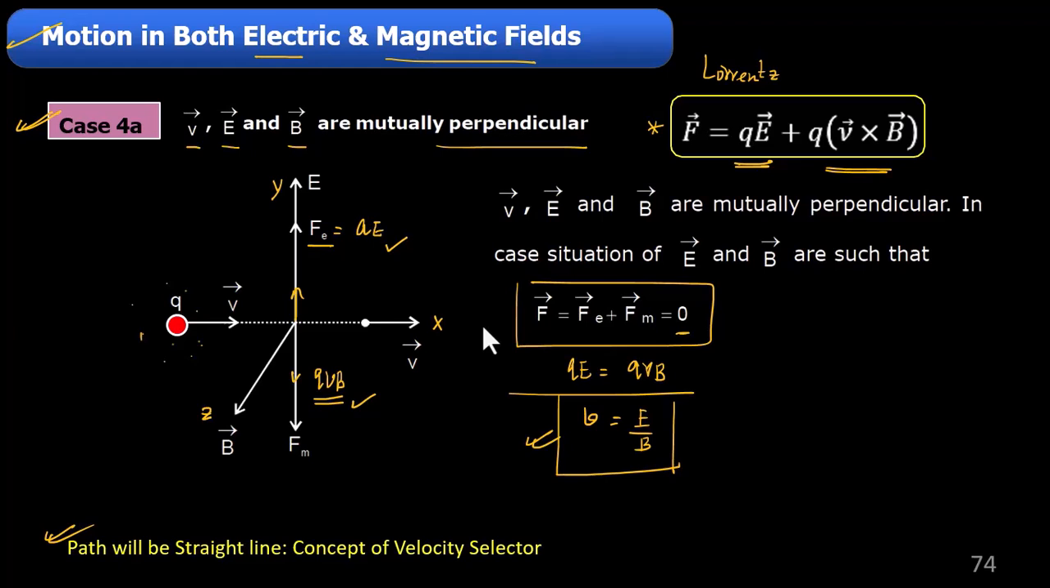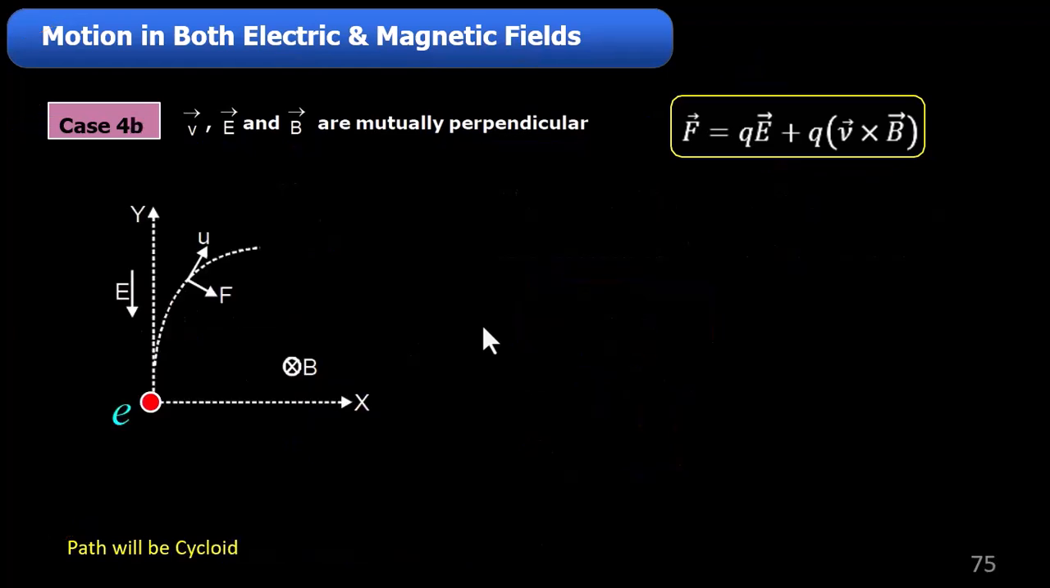So that is one situation. Now we discuss another situation where again the velocity vector, E vector and B vector are mutually perpendicular, but now the path is not a straight line. The path is a cycloid. That is a quite interesting path, and I want to discuss the trajectory of this particle, how it moves, and what the different forces acting on it are.